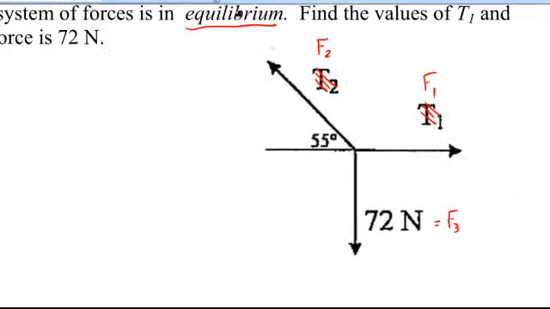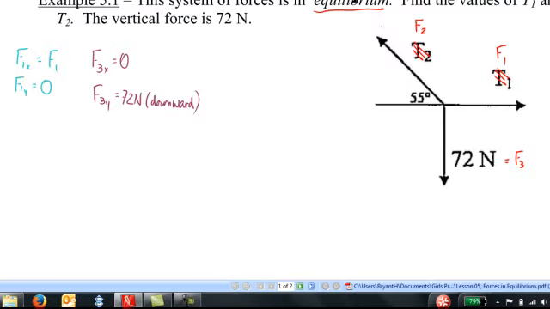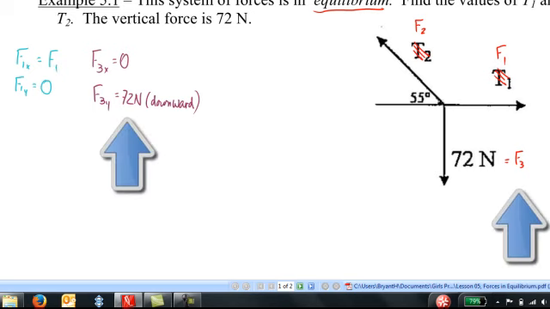Let's write those facts down. I must pay attention to directions because these are vectors. So one might write that F3y is equal to negative 72 newtons because it's in the downward direction if I call up positive.